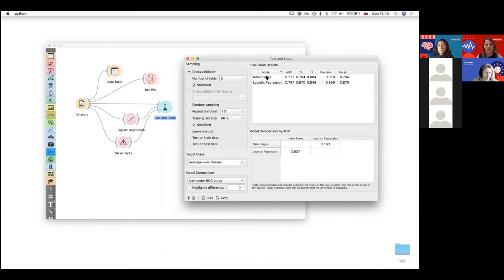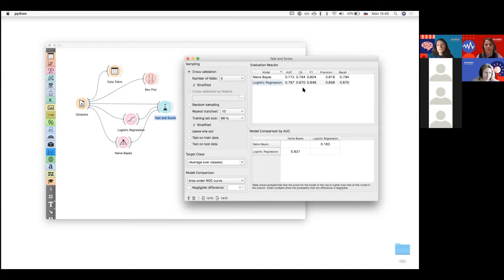And you see it here. So this is naive Bayes, this is logistic regression. And each is scored with 5 measures. This AUC, CA, F1, precision and recall. And each of these measures, in each of these scores, tells us something different about the model. The most intuitive score is this one, CA.